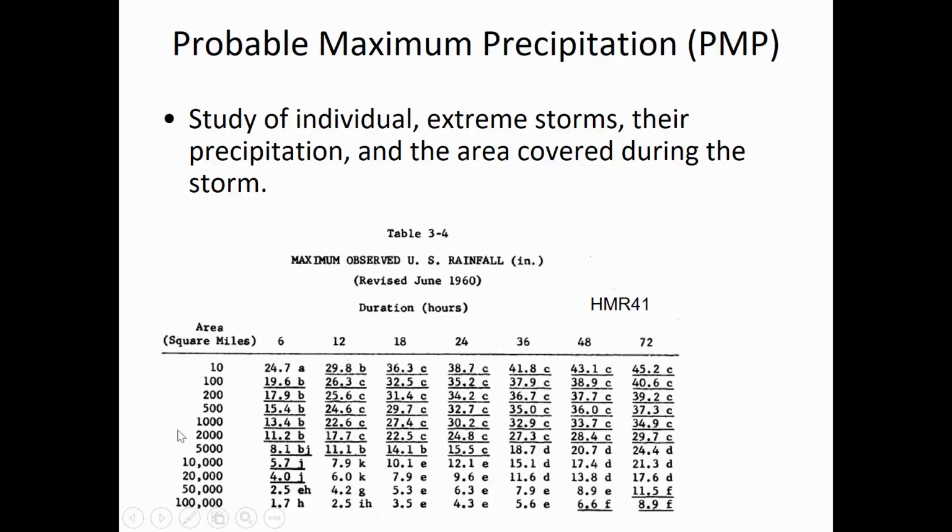In the same way that you could plug an IDF table into Q equals CIA, you could also, if you need to, do an analysis based on the probable maximum precipitation, so like the worst case scenario, how much rainfall is going to be coming out of an area.